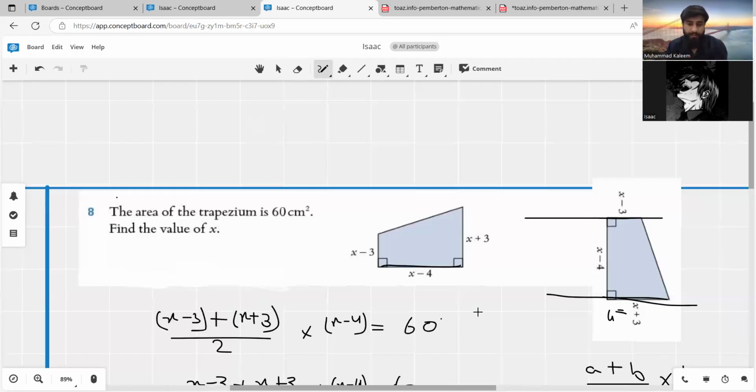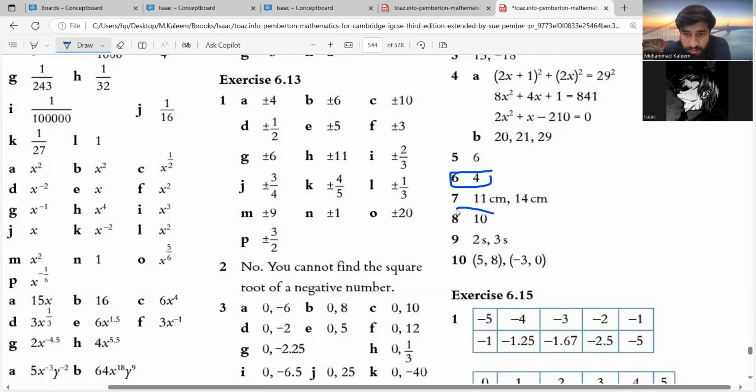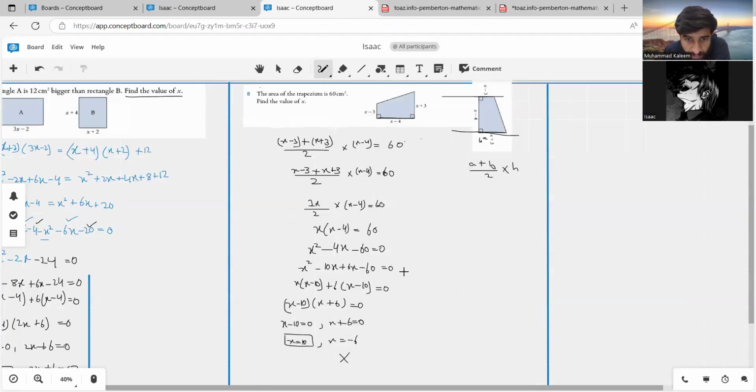Is the answer just zero? No. The answer is 10. Here I solved it. I'm going to solve it using the quadratic formula as well.